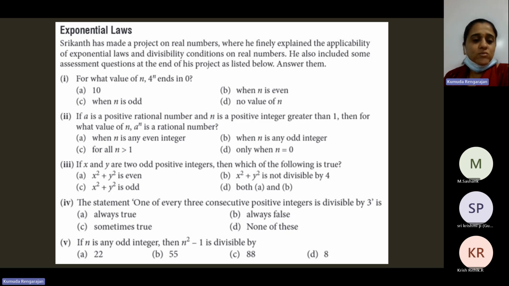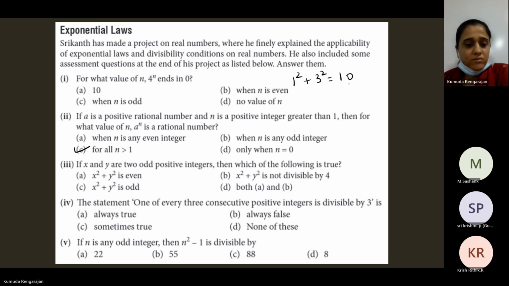Next one. If x and y are two odd positive integers, then which of the following is true? Okay, so just take an example. That's all it is. Two odd positive integers. So 1 square plus 3 square. Take the definitions. x and y are two odd, they're positive, they're odd. So 1 square and 3 square. All right, so 1 plus 9, 10.